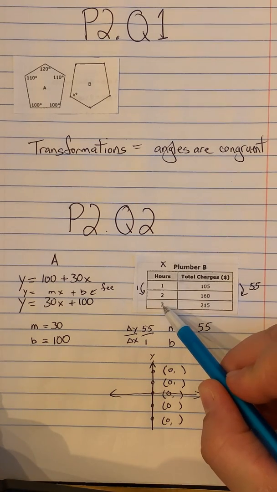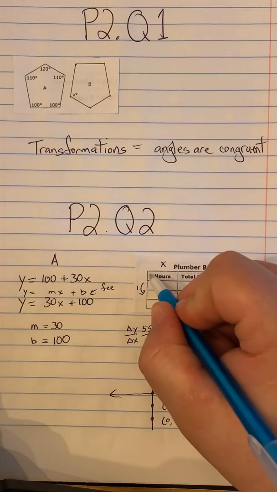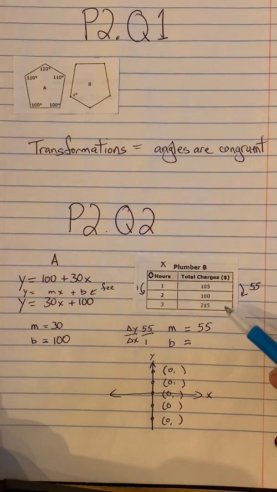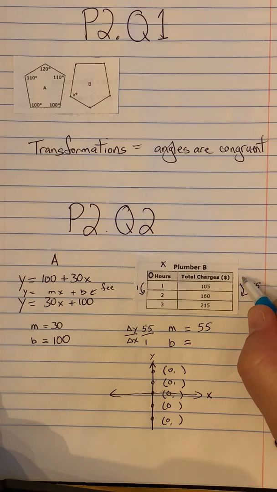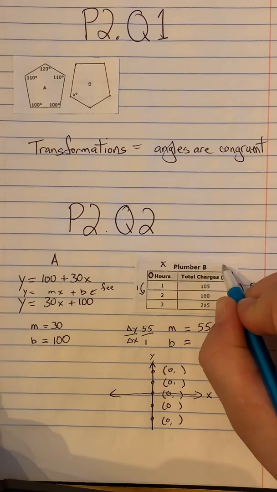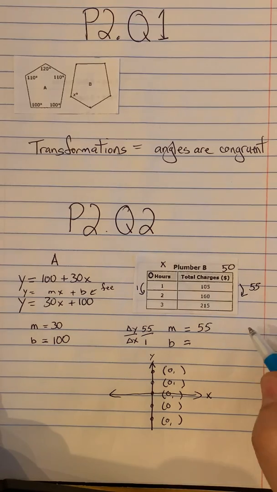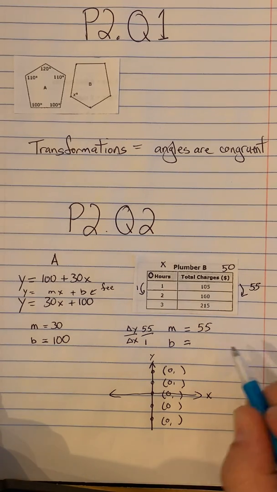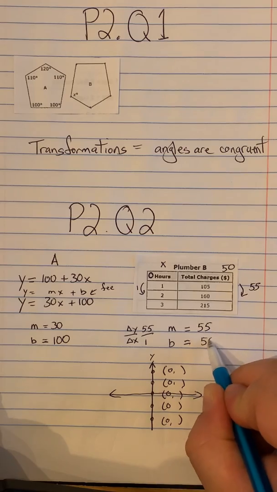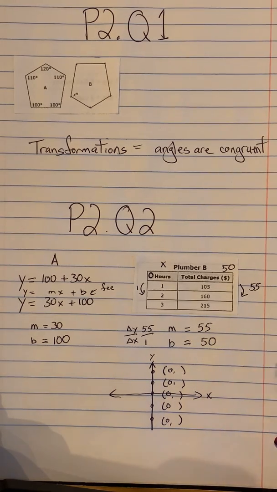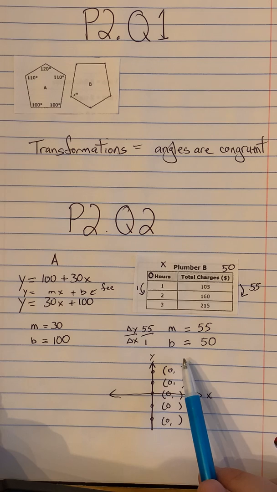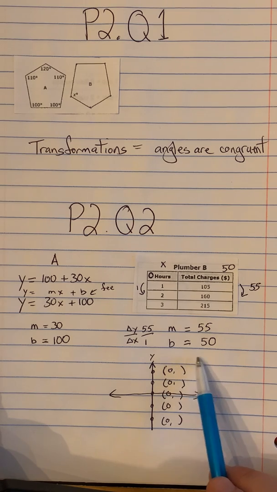Well, here, all I have to do is work backwards, all right? So 3, 2, 1, and then this would be 0, so that's easy. Well, now I need to work backwards here as well. So instead of adding 55, I'm going to be subtracting 55. So if I take 105 and subtract 55, I end up at 50. So we have the y-intercept 0, 50, which means b is 50. So now you know that plumber B's initial fee, what he charges right up front, is $50.